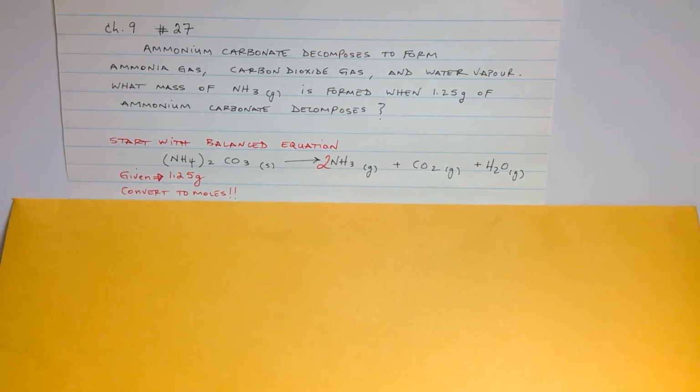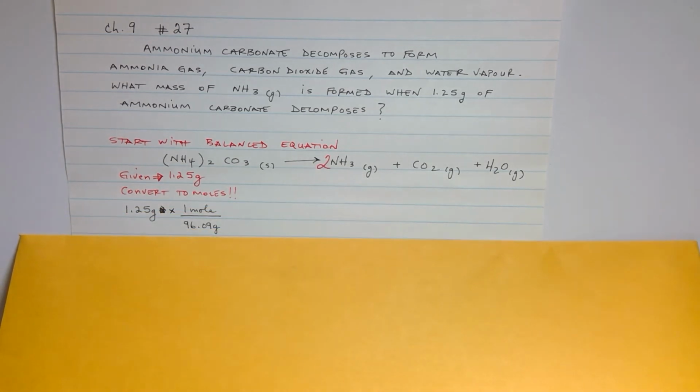Okay, so 2 times 14.01, 8 times 1.0079, and you're adding to that again 12.011 for carbon, and 3 of the 15.999, sorry, oxygen. Anyway, use your periodic table, and I got 96.09 grams.